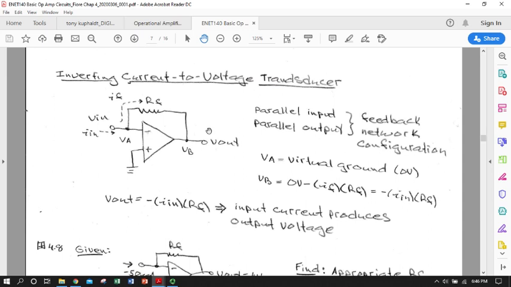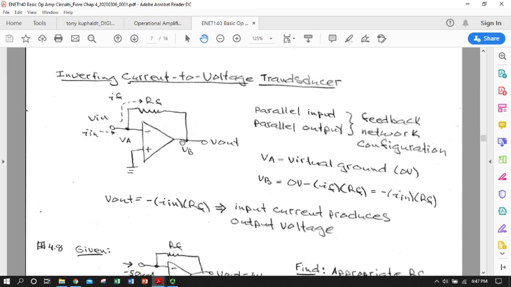Okay, what if we have a current signal and we want to apply the same idea to get a voltage gain on the output? We can use the same thing. There's a parallel input and parallel output resistor feedback network that we can use that effectively accomplishes the same thing. This is called the inverting current to voltage transducer. It's called a transducer because we're converting one type of signal, a current-based signal, to a voltage-based signal.